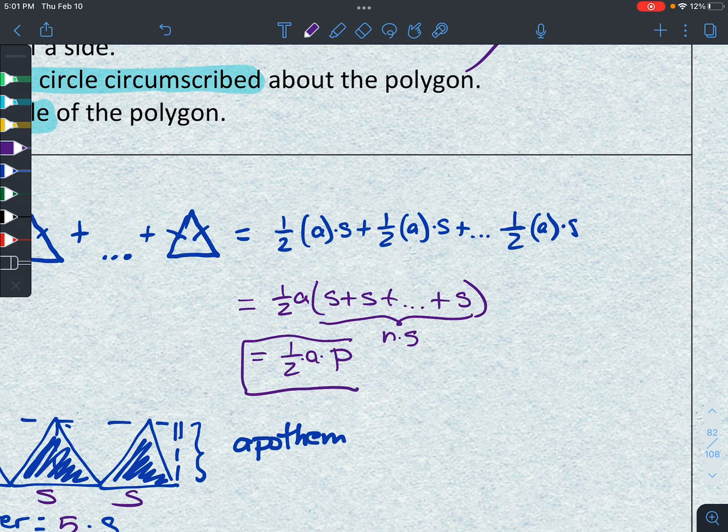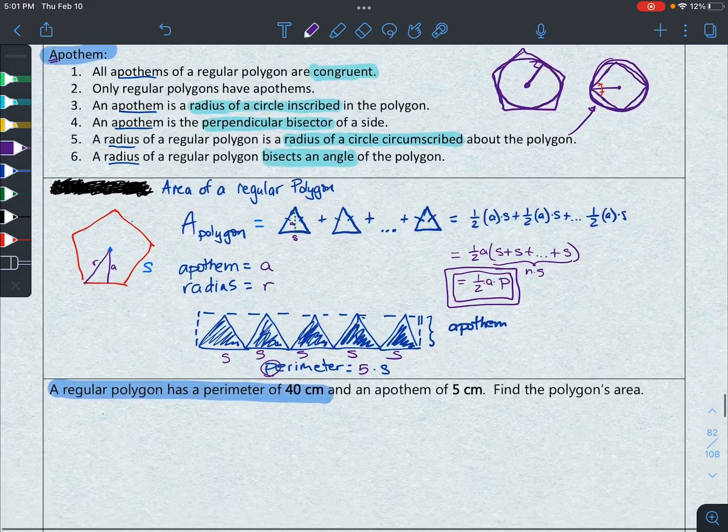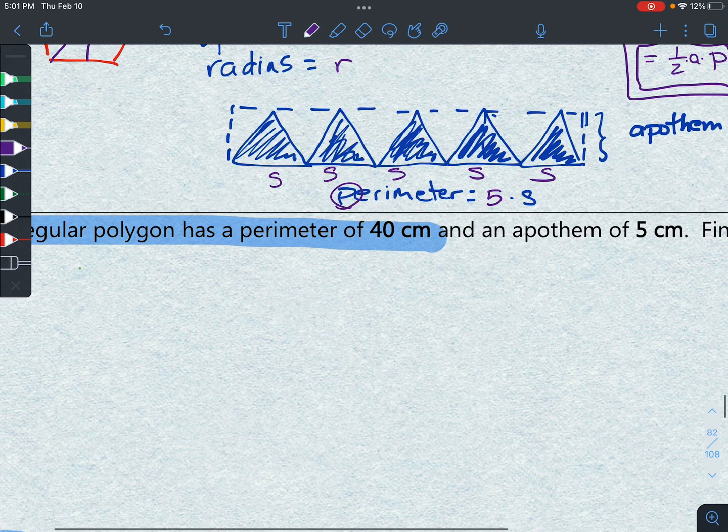So there's our formula in all its glory. That is how we calculate the area of a polygon, if you know the apothem and the perimeter. Bada bing, bada boom. All right, here we go.